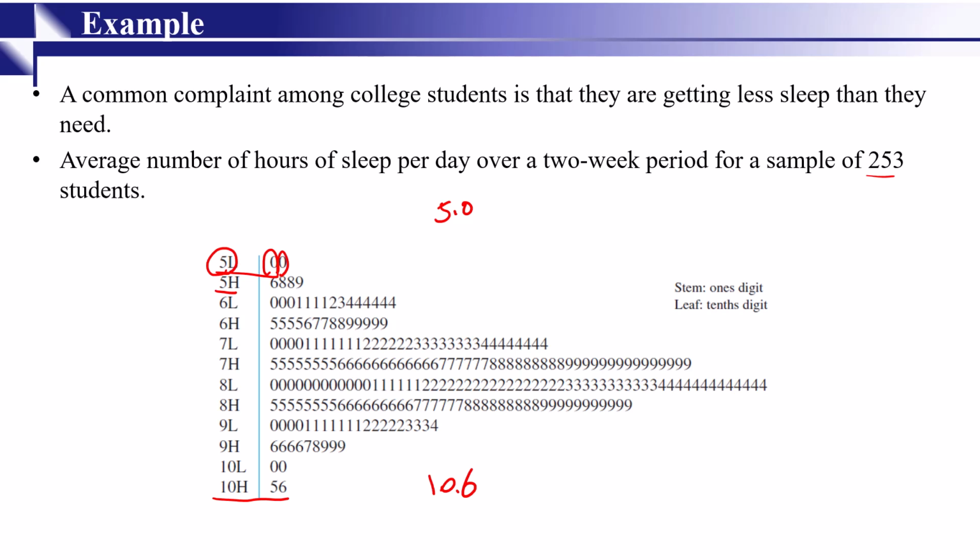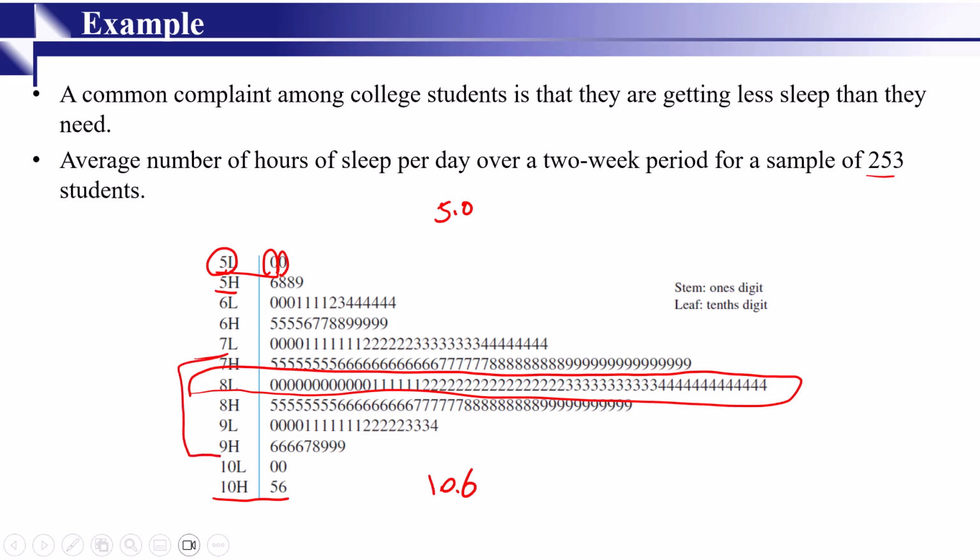And we have the leaves also here. This display suggests that a typical or representative sleep time is in the stem of 8. Here you can see this is the highest sleep. And almost all students were getting between 7.5 to 9.5. You can see here that even though we have 253 data points, using this stem and leaf display, we can easily understand and extract some knowledge from this data.